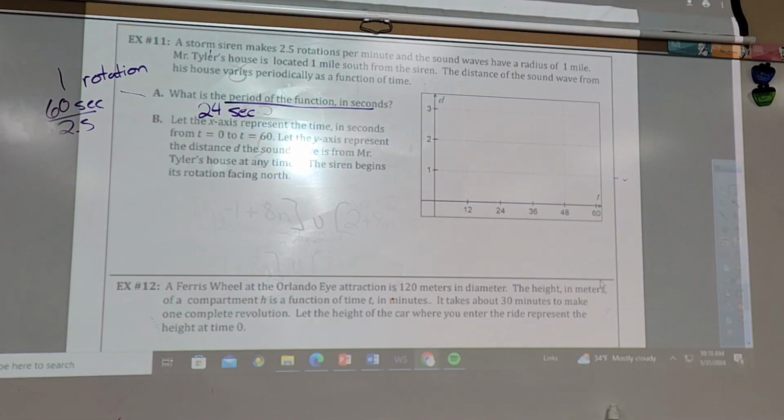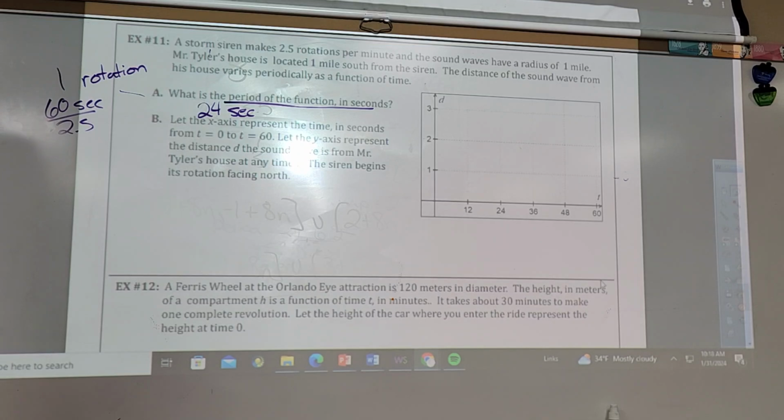I took time divided by rotations to get how long is 1 rotation. This is where things get a little wild. Now let's think about this. It's a mile radius, right? Agree?